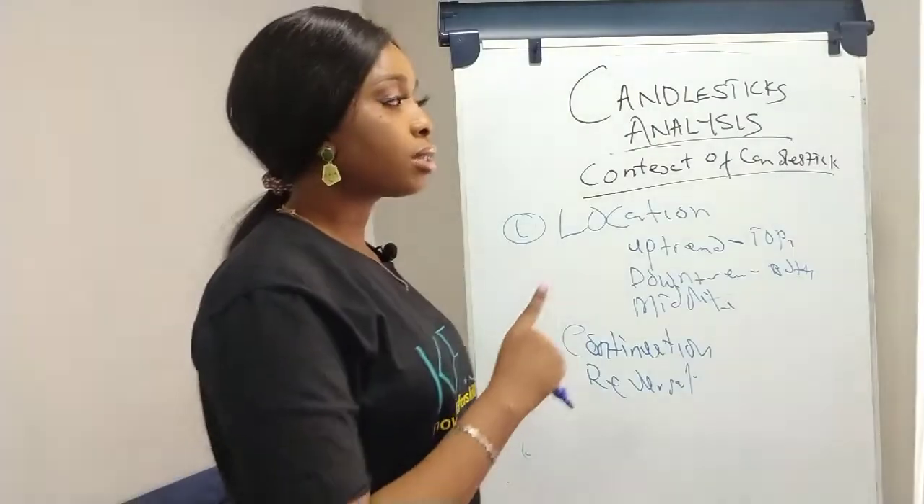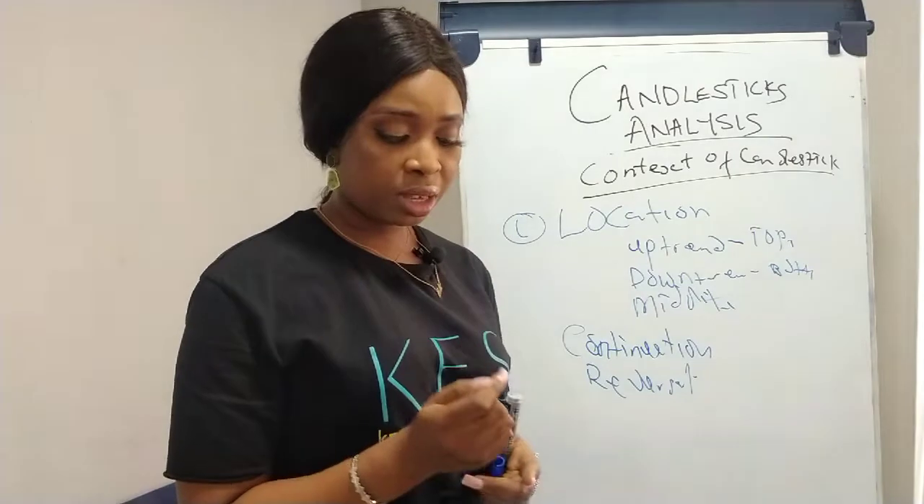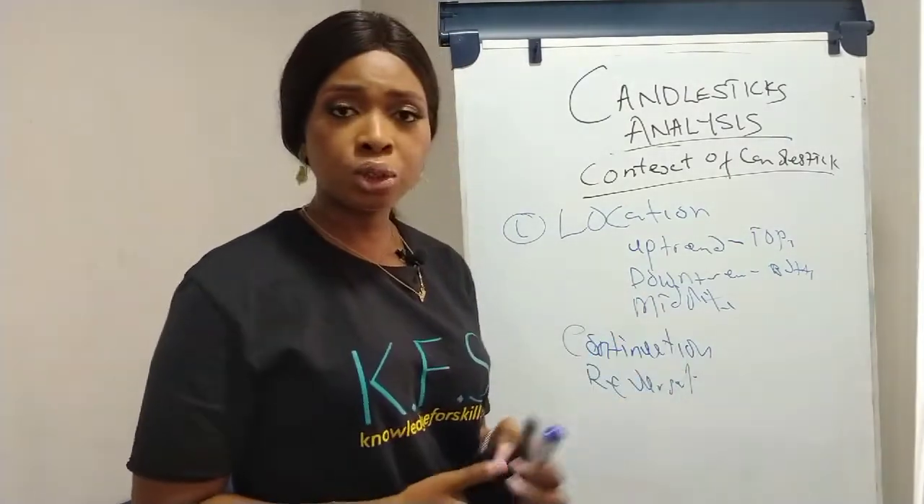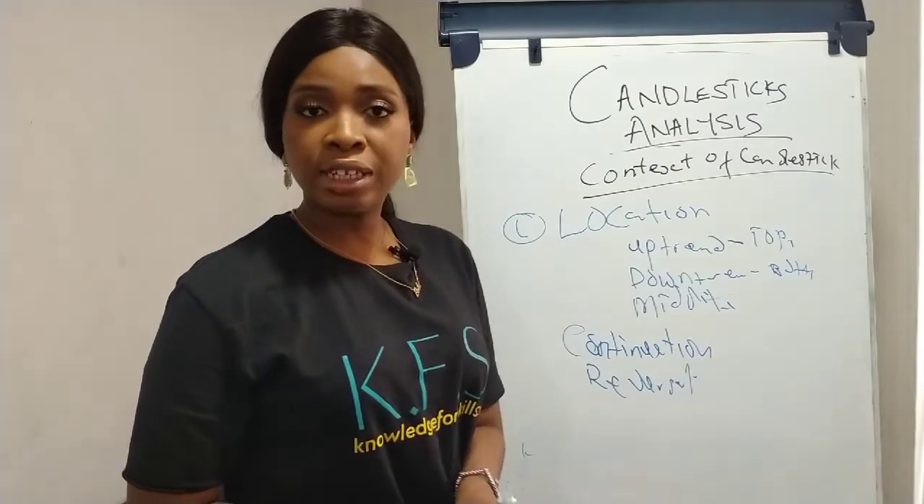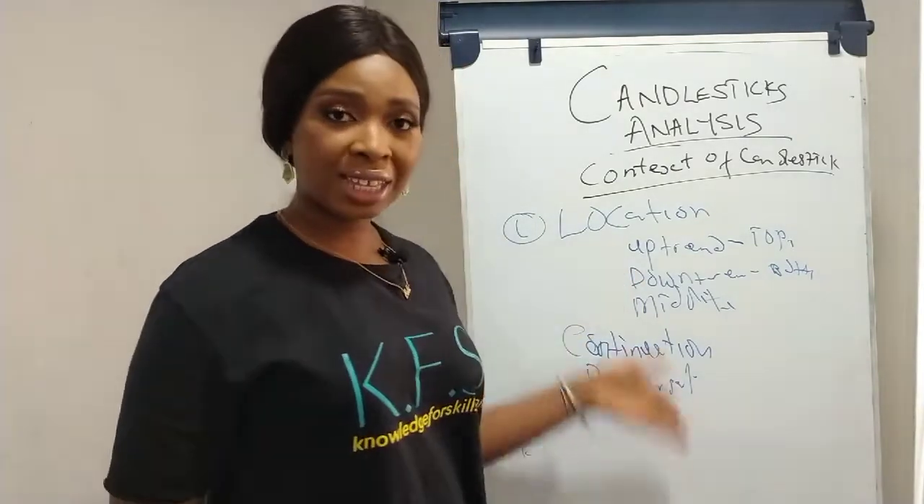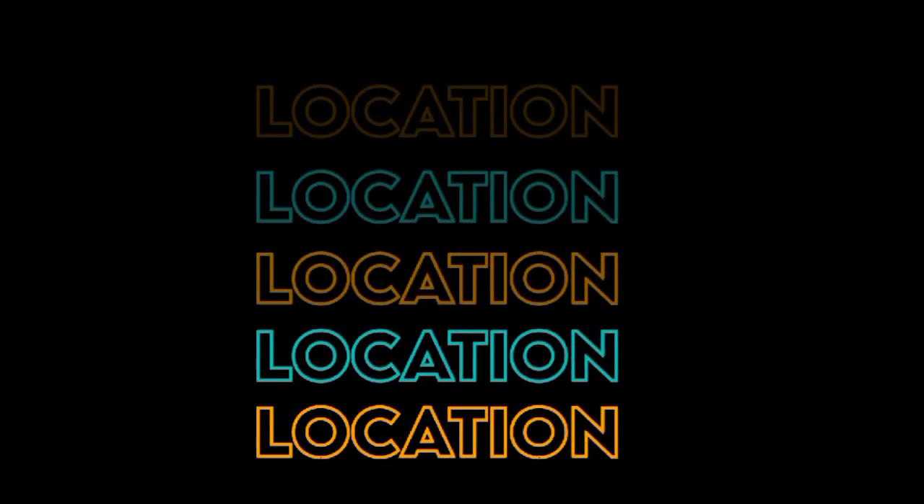Now, any candlestick can form anywhere, but you have to be able to spot the valid ones just to avoid fake outs. If you spot a bullish engulfing where it's not supposed to be, then it's not valid. It's not every single candlestick that is valid. That's why you have to understand the location that they are in.